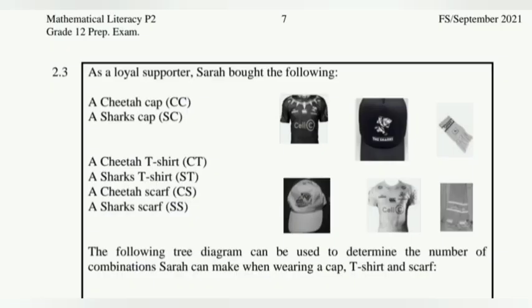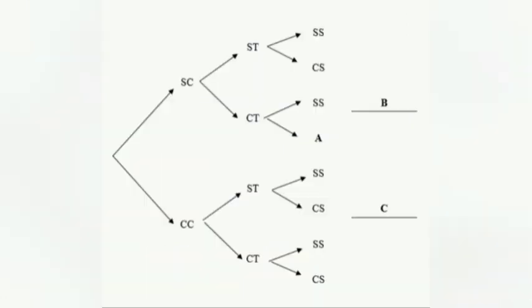2.3 says, as a loyal supporter, Sarah bought the following. She bought a cheetah cap, which they are coding as CC, and a shark cap as SC, then the code, a cheetah t-shirt, a shark's t-shirt, a cheetah scarf, a shark's scarf. The following tree diagram can be used to determine the number of combinations Sarah can make when wearing a cap, t-shirt, and a scarf. So they've given us a tree diagram. They've drawn it for us. That's what usually happens in mathematical literacy.